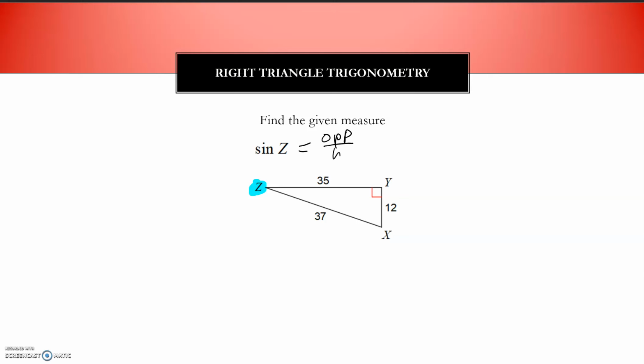It's the opposite side over the hypotenuse. Okay, well, we know the hypotenuse is the easiest to find. Look for the right angle, go straight across from it. The hypotenuse in this case is ZX, 37. We need the opposite side. Opposite angle Z is straight across from the Z, which is the 12. So your sine for angle Z is opposite 12 over hypotenuse 37. No reducing because there are no common factors. 37 is a prime number. Right?